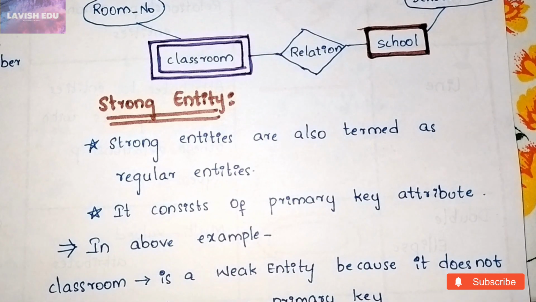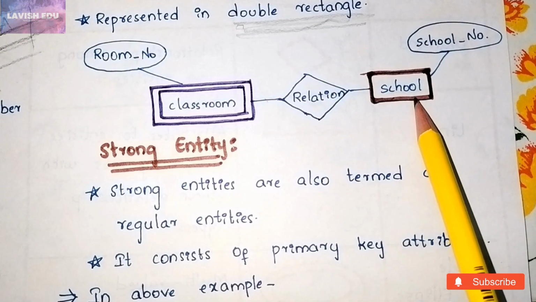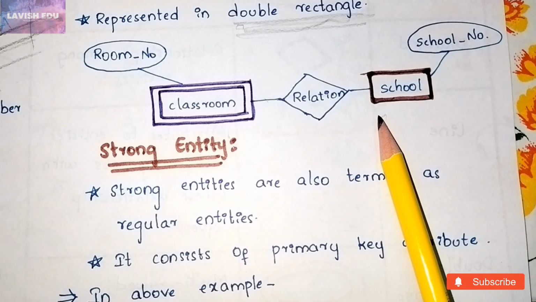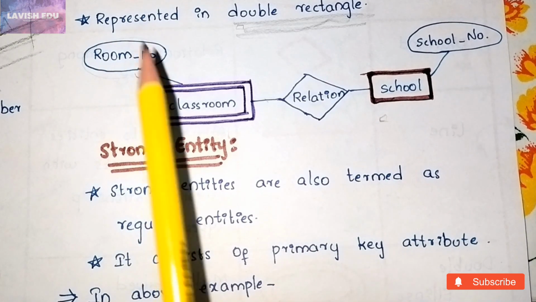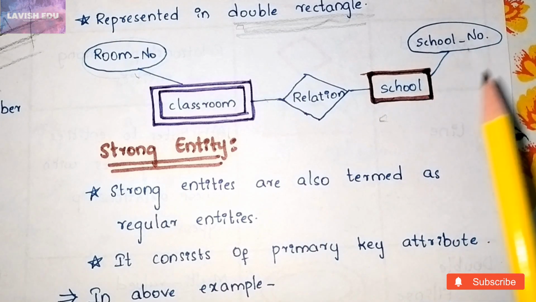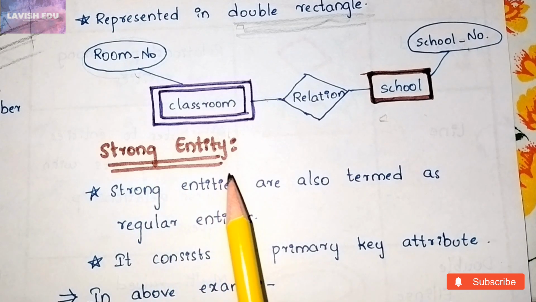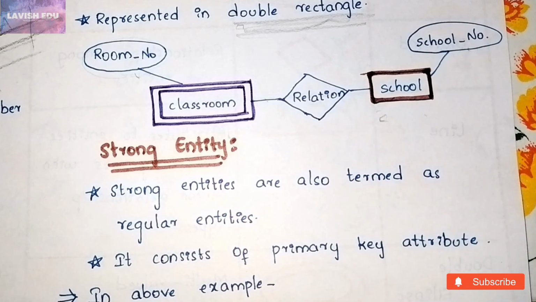In this example, we can see classroom and school are the two entities, where classroom is a weak entity and school is a strong entity. Room number is an attribute of the classroom, and school number is the attribute of the school. Now let's see about the strong entity.